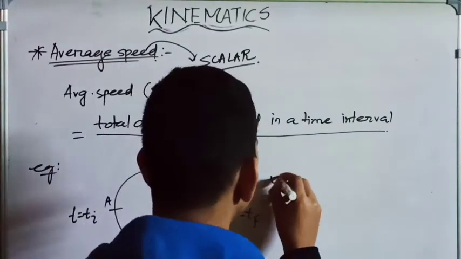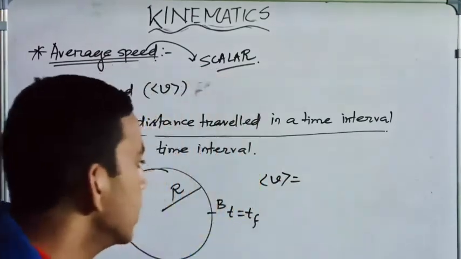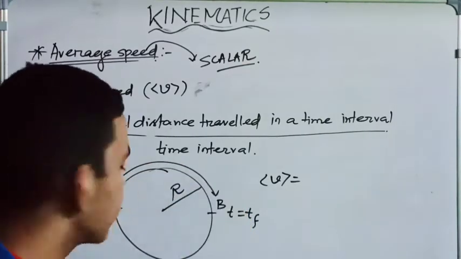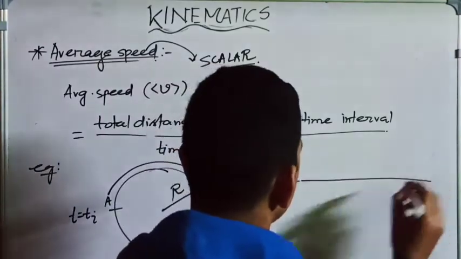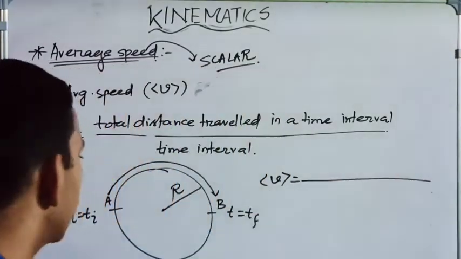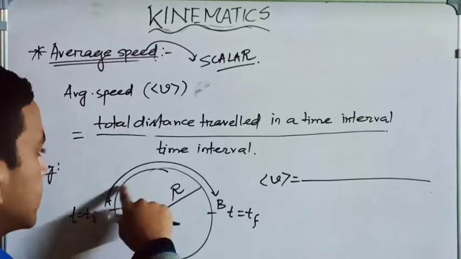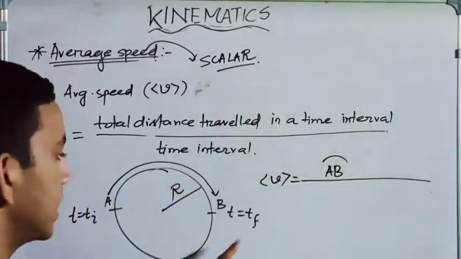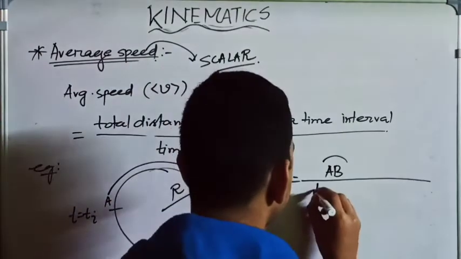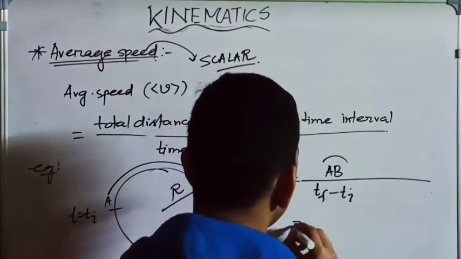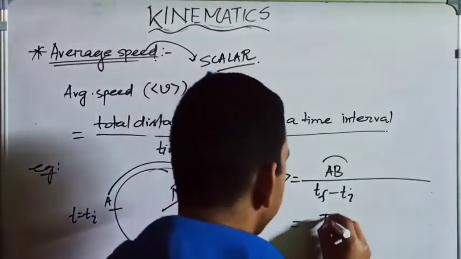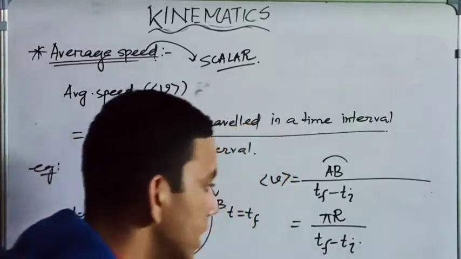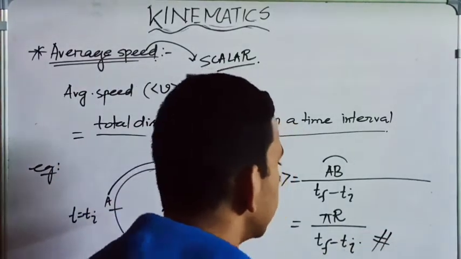Now we are required to find the average speed when the particle reaches from A to B in this particular direction. Here we have to write the total path length traveled. Total path length traveled will be the length of this arc, which is AB arc length, divided by the time taken, that is t final minus t initial. Now AB arc length is pi times radius, so the average speed is pi times radius divided by t final minus t initial. This is going to be the answer of this question.